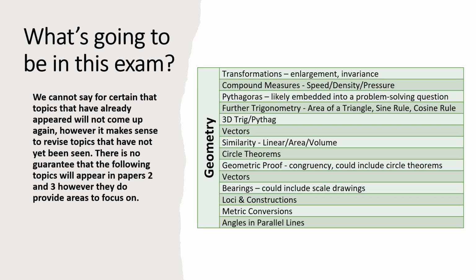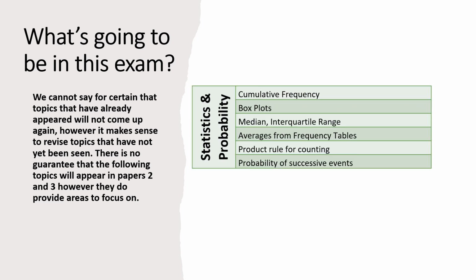Geometry-wise, we've got transformations, so maybe enlargement, invariance, so invariant points. We've got Pythagoras, which is probably more likely to be embedded into a problem-solving question. Compound measures, so speed, density, pressure. Similarity, so it could be linear, area, or volume scale factors. I would avoid circle theorems for the time being. We haven't seen those yet together. Bearings, we have seen, so there could be some bearings. Loci construction from Year 10. Angles and parallel lines, metric conversions, so converting between units of length, area and volume.